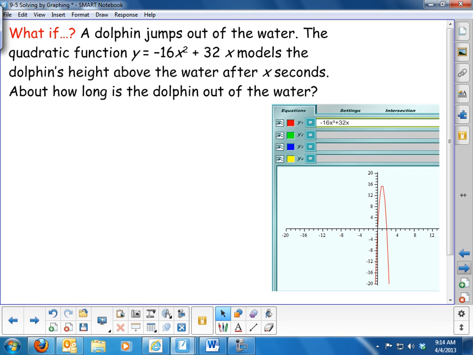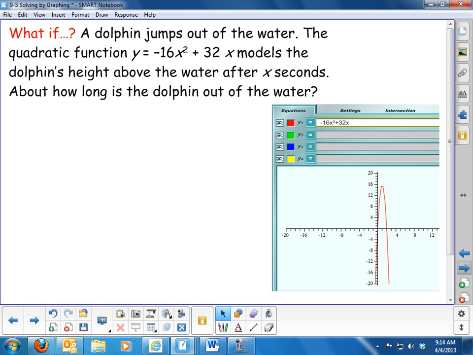Here's Coach Wallace for your last example. Hey guys, we're going to do a word problem. What if a dolphin jumps out of the water? The quadratic function y equals -16x squared plus 32x models the dolphin's height above the water after x seconds. How long is the dolphin out of water?